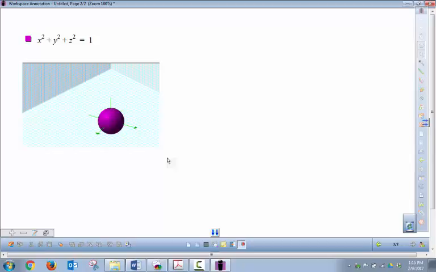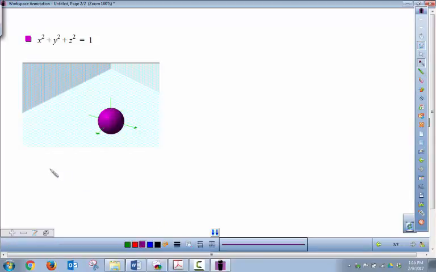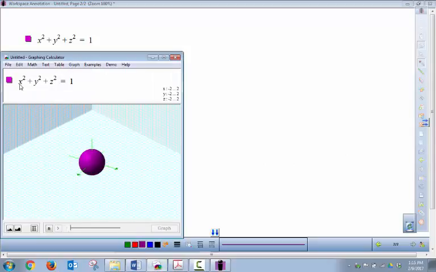So let's see if we could draw an ellipse in 3 dimensions. Let's label this first. So an ellipse in 3 dimensions. So imagine the equation of an ellipse in 2 dimensions, right? An ellipse in 3 dimensions would be very similar. Let's have you guys think about doing something to this equation to make it look possibly like an ellipse.